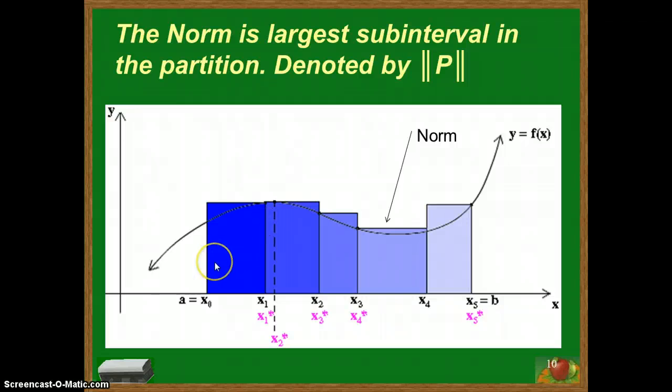Well, here's a partition of the interval, a dividing up of the interval, if you will, of a to b. Notice, this rectangle has the largest base. This would be the norm. It is the largest subinterval in the partition. That's all we're saying, and we're going to use that in a minute here for the definition of a definite integral. Okay?